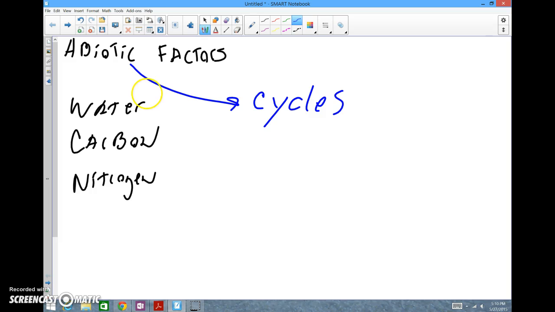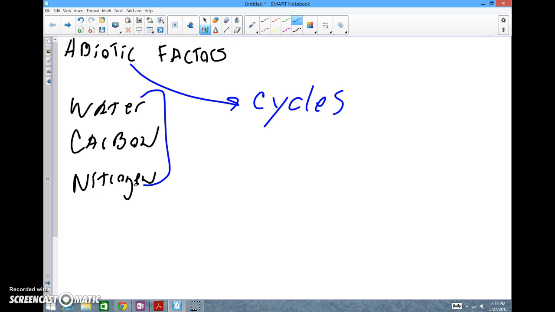Now, specifically, we're going to focus on three cycles: the water cycle, the carbon cycle, and then the nitrogen cycle. Now, hopefully, you realize why water is very important. All living things exist in water. Even human beings like yourself are just a big walking sack of water.